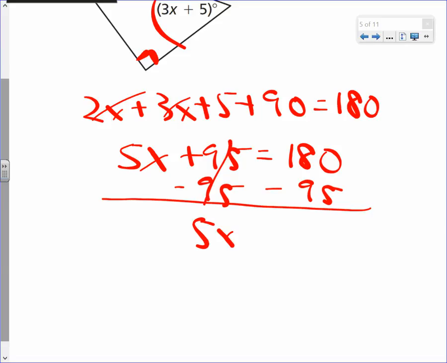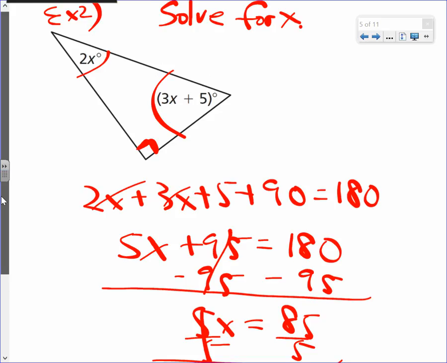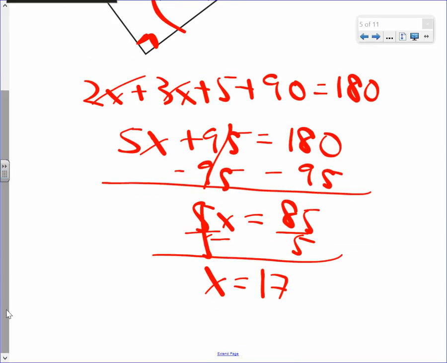Rocking and rolling. 5x is 85. Sounds good to me. Beautiful. Divide by 5. Wow. What an easy day today is. x is 17. And we can get happy, like I said, because the mission is only solve for x. We're done.